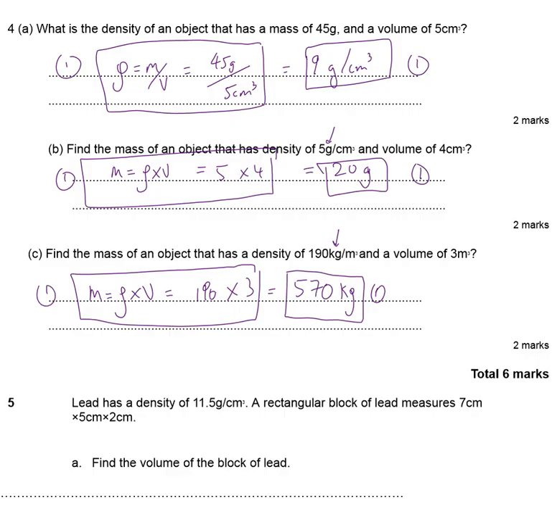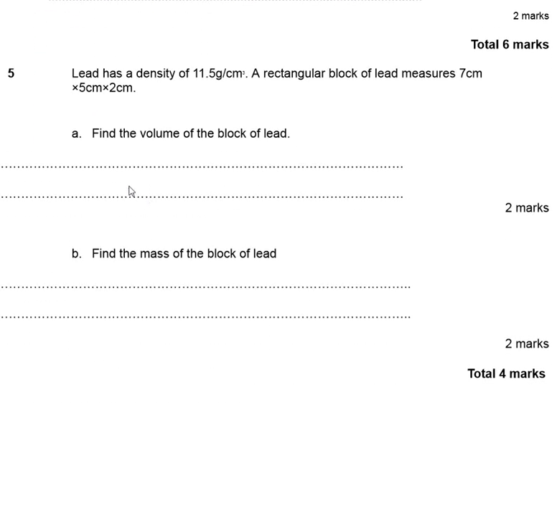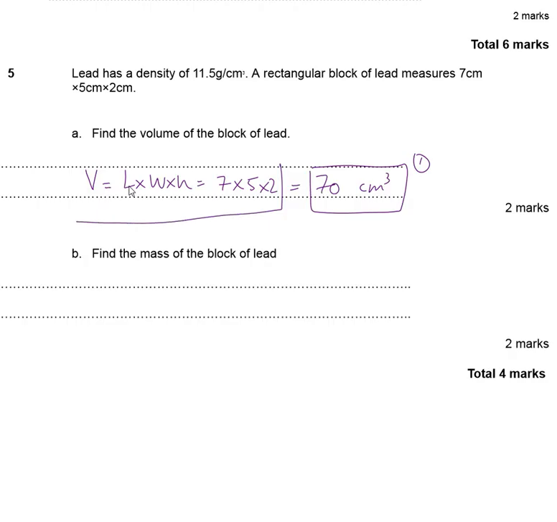Okay. Now we have a block. So find the volume of the block. Volume is length times width times height. So 7, 5, and 2. And this is 70 centimeter cube. Again, 1 mark for answer and unit, and 1 mark for working out.